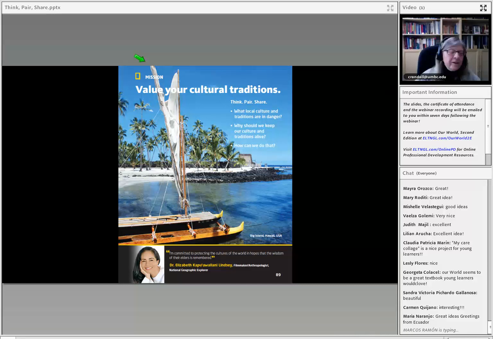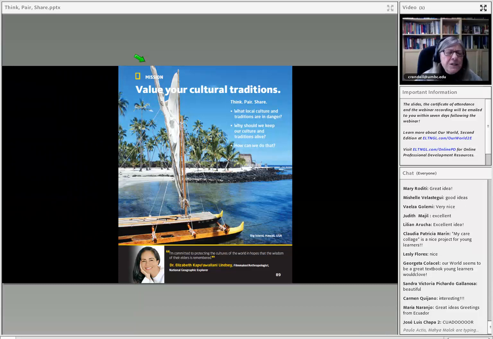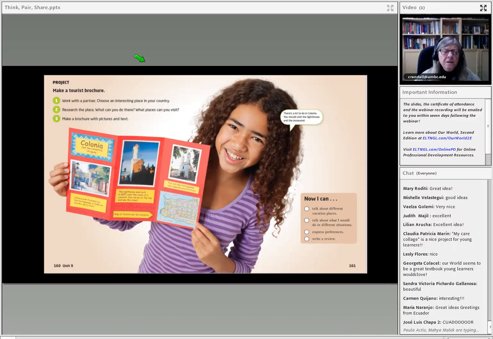So we're at a much higher level now, thinking about not just valuing them, but are some of them in danger? And if so, why should we try to keep them? Why do we want to keep them alive? And then how can we do that? Good set of questions to actually both require students to think critically, but also to come up with some creative answers. What are some things that they can do?